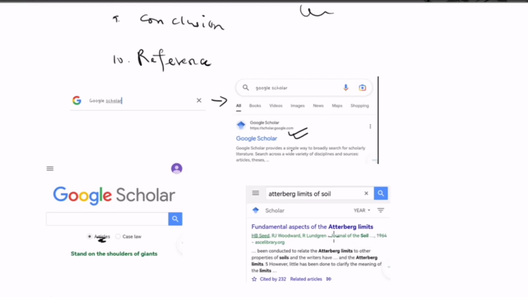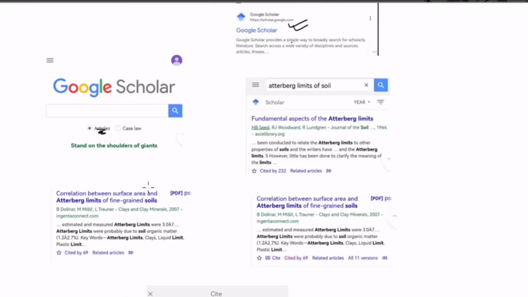After doing the research, because when you search for Atterberg limit it is going to give you a lot of articles, you need to go through and pick the one you want. This is what I had: correlation between surface area and Atterberg limit of fine grained soil. I read this because I wanted to know how they plotted their graph. After going through it and getting some information, this is the PDF, right?